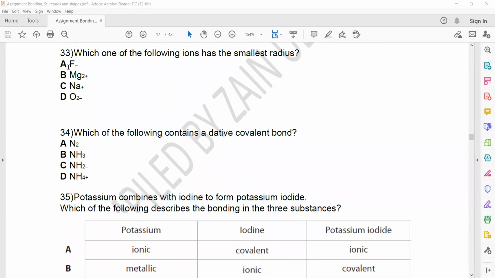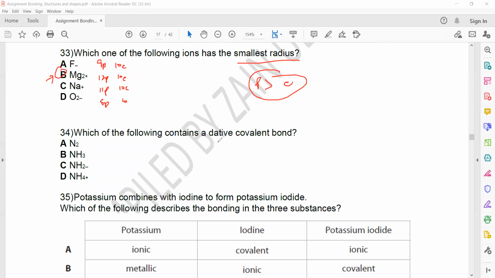In question 33, which of the following has the smallest radius? So how you can work out the radius? You will check the comparison between the number of protons and electrons. So fluorine, there are 9 protons, 10 electrons. 12 protons, 10 electrons. 11 protons, 10 electrons. And 8 protons, 10 electrons. So smallest is the one which is having more protons than electrons, greater difference. So B will be the right answer.